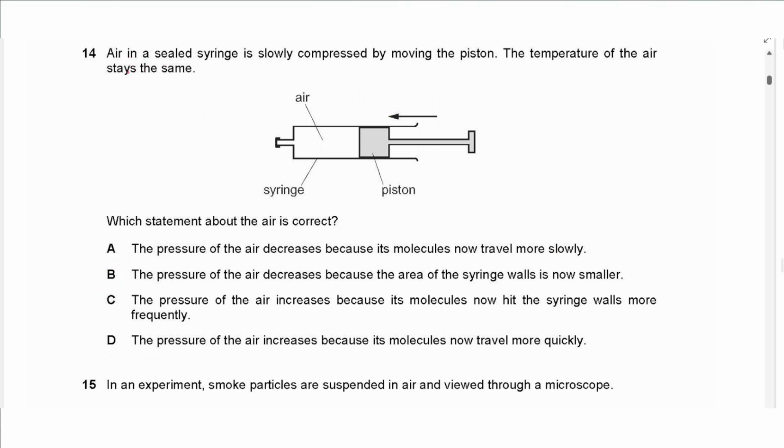Question 14 says air in a sealed syringe is slowly compressed by moving the piston. The temperature of the air stays the same. Which statement about the air is correct? So you are compressing, which means decreasing the volume. The pressure of the air decreases? No. The pressure of the air increases? Yes, because its molecules now hit the syringe more frequently? Yes. Not travel more quickly, because the temperature is constant, so the speed is constant. So the answer here is C, the increase in rate of collisions, not the speed of the molecules.